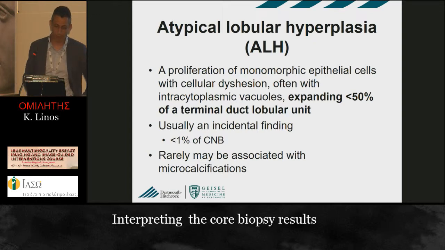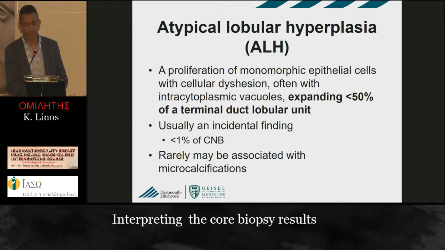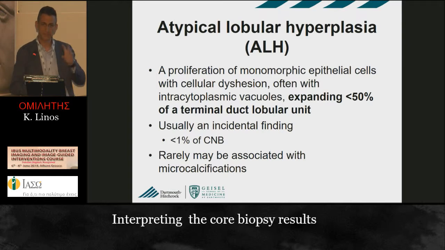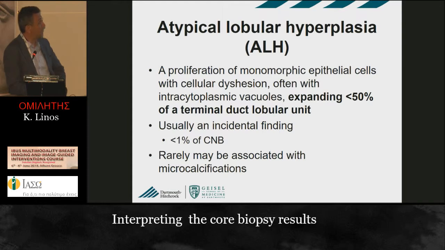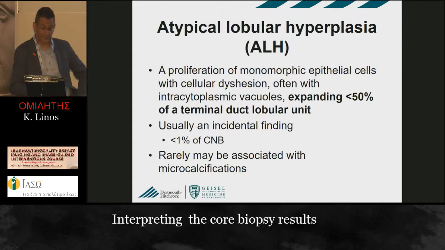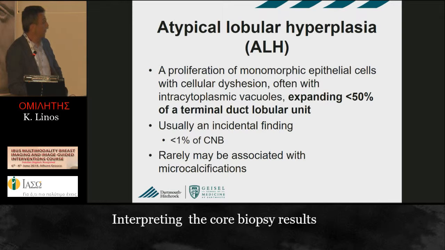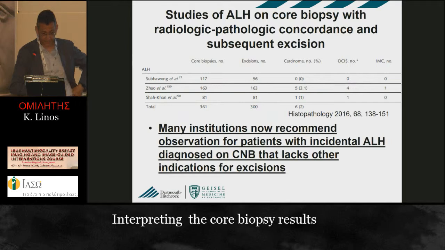Moving on to atypical lobular hyperplasia, what is it? It's a proliferation of monomorphic epithelial cells. They have cellular discohesion, and the reason for that is because they lack E-cadherin, as I said in my previous talk. And the expansion of the terminal duct unit is less than 50%. That's a definition of ALH. It's usually an incidental finding, and the frequency in a busy pathology department is usually less than 1% on core needle biopsy, because the incidental findings are very rarely associated with microcalcifications.